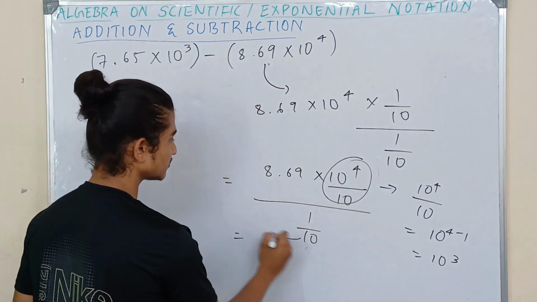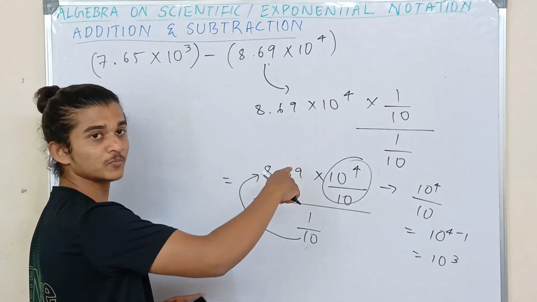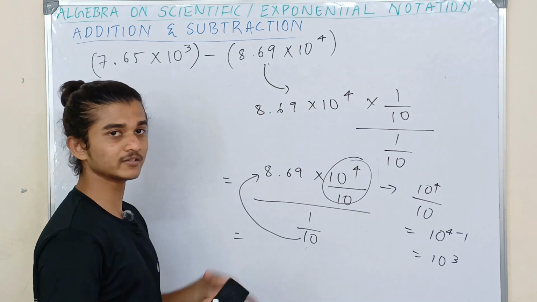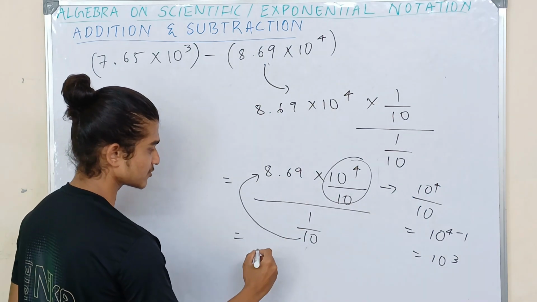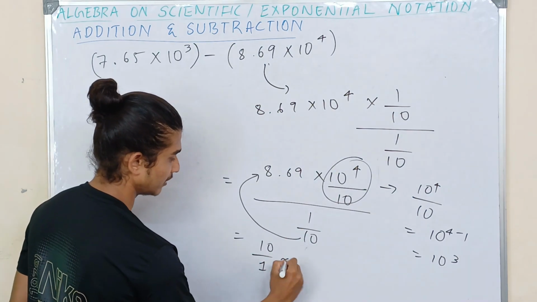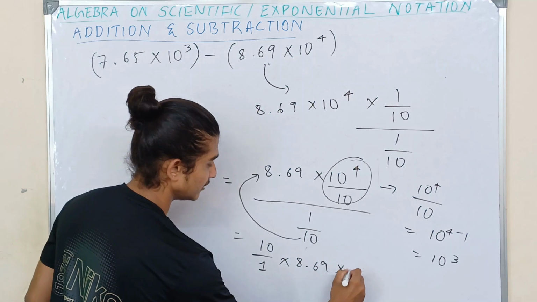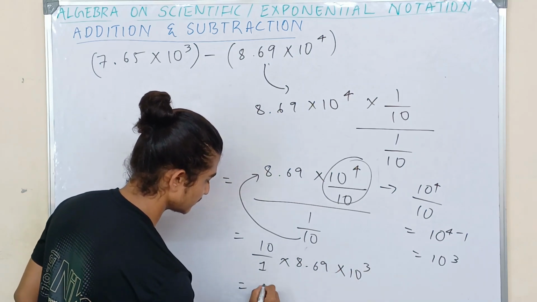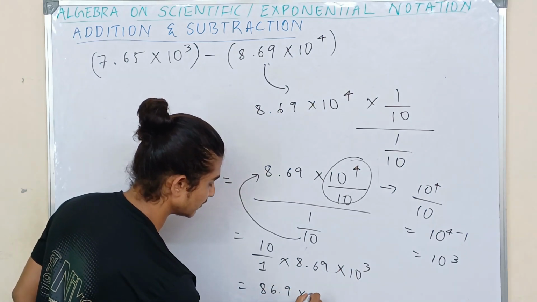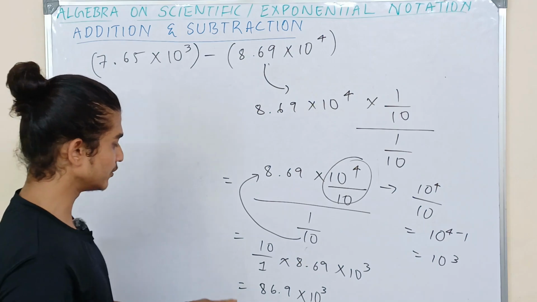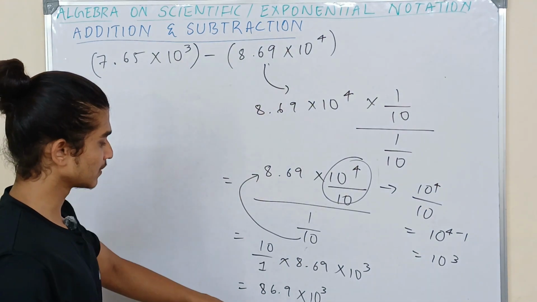And what happens to this? This gets multiplied with the numerator. And remember, if it goes to the numerator, this reciprocates. So what happens to this? 10 by 1 into 8.69 into 10 to the power 3, which is nothing but 86.9 into 10 to the power 3. Well, now what I can do, I can replace this number with this number.